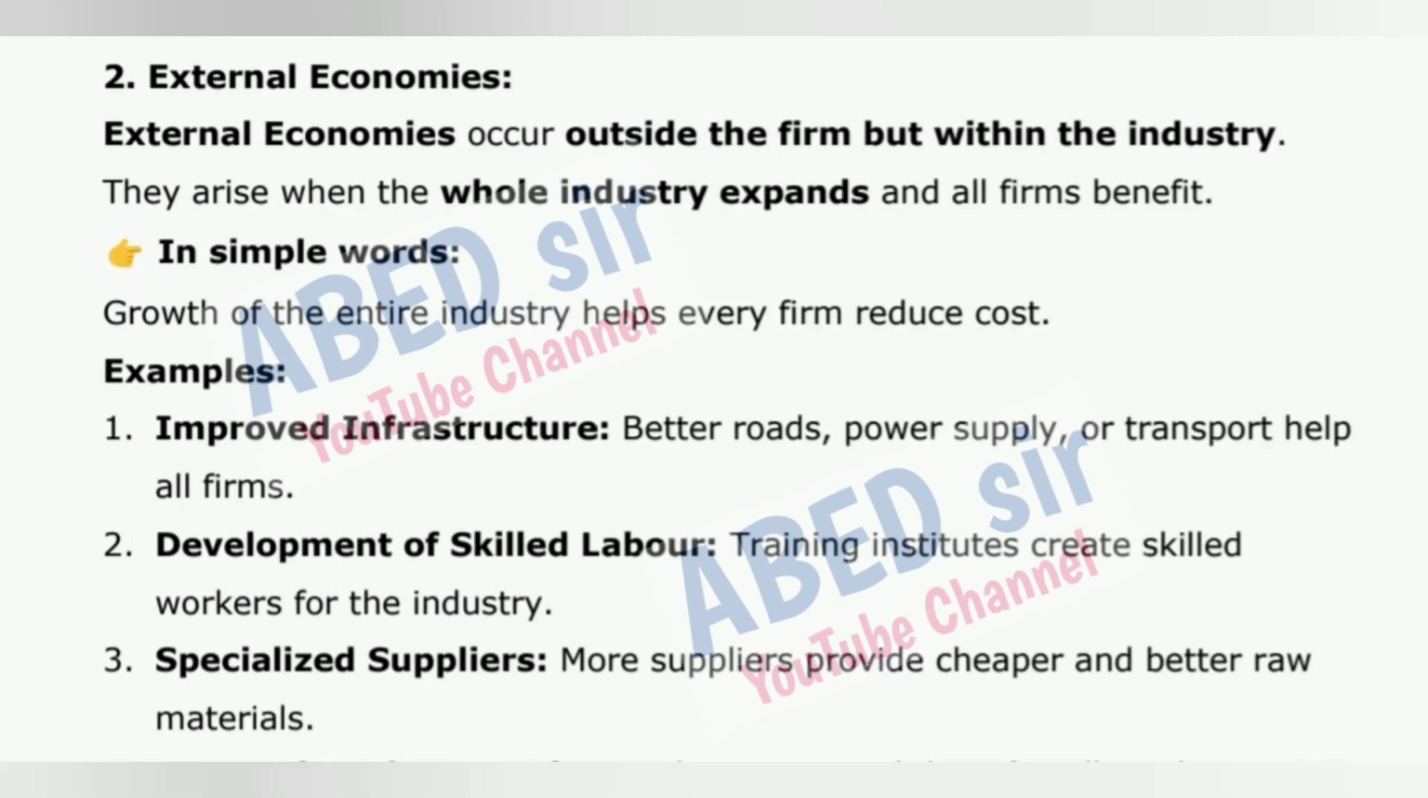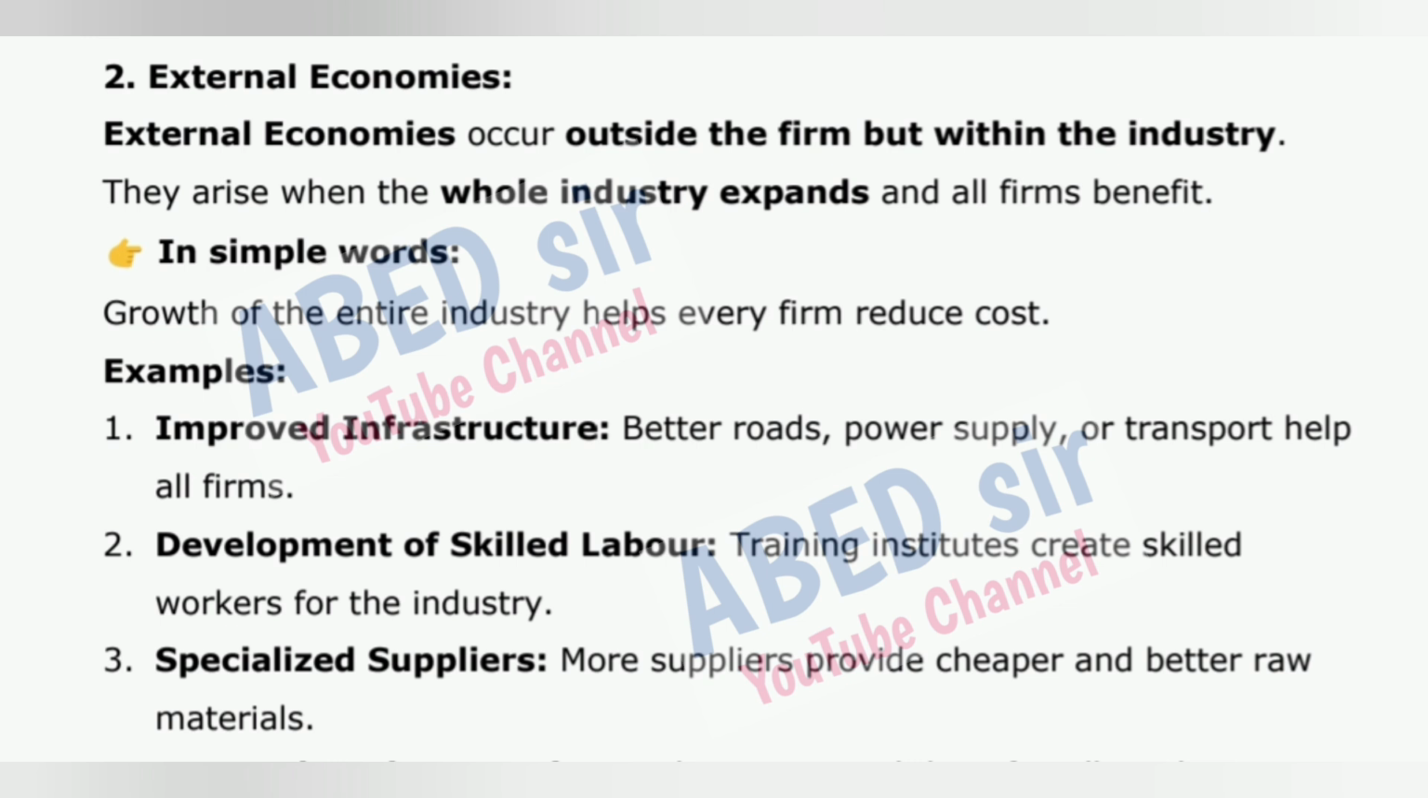2. External economies. External economies occur outside the firm but within the industry. They arise when the whole industry expands and all firms benefit. In simple words, growth of the entire industry helps every firm reduce cost. Examples: 1. Improved infrastructure, better roads, power supply, or transport help all firms. 2. Development of skilled labor. Training institutes create skilled workers for the industry.